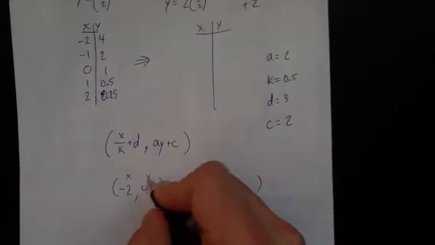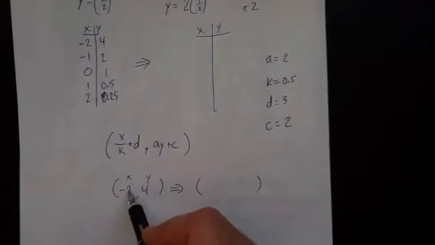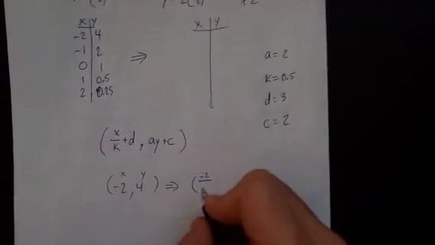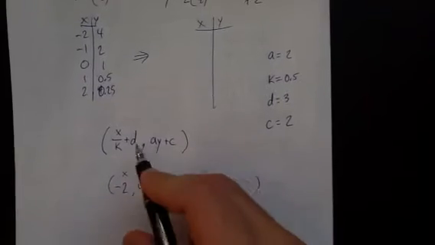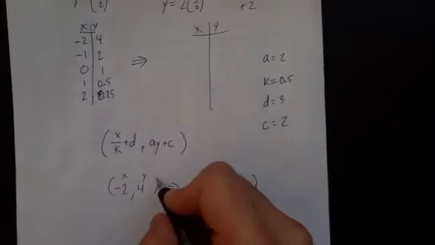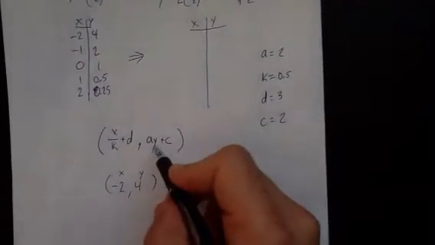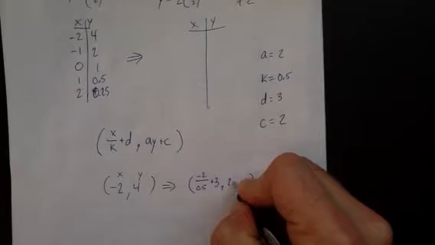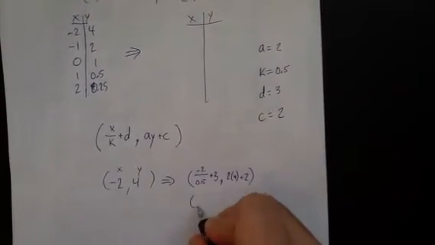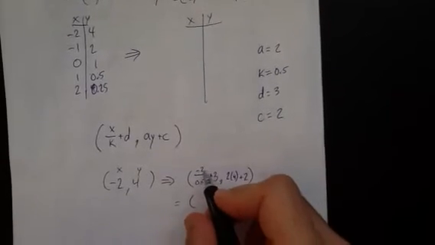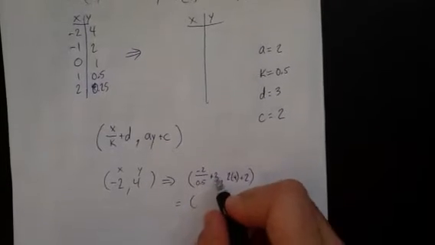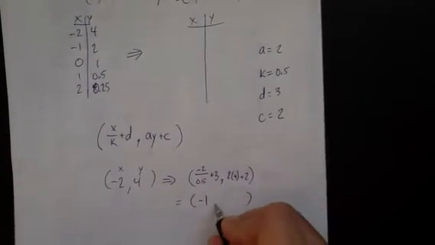Okay, this is your x, this is your y. Whatever your x is before, which is -2, you're going to divide it by k, k is 0.5, and add d, and d is 3. Your y value is 4. So what do you do with your y value? You multiply your a by your y value, which is 4, and then you add c. So this point actually becomes -2 divided by 0.5 is -4, plus 3 is -1.